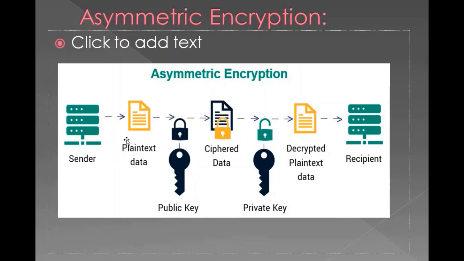The sender sends some data. The sender encrypts the data using his private key, and then that private key is locked by the public key. And they are sent over to the receiver or the recipient. When the recipient gets it, then he uses his public key in order to extract the private key of the sender, and using that private key, the recipient is able to decrypt the message and read it.